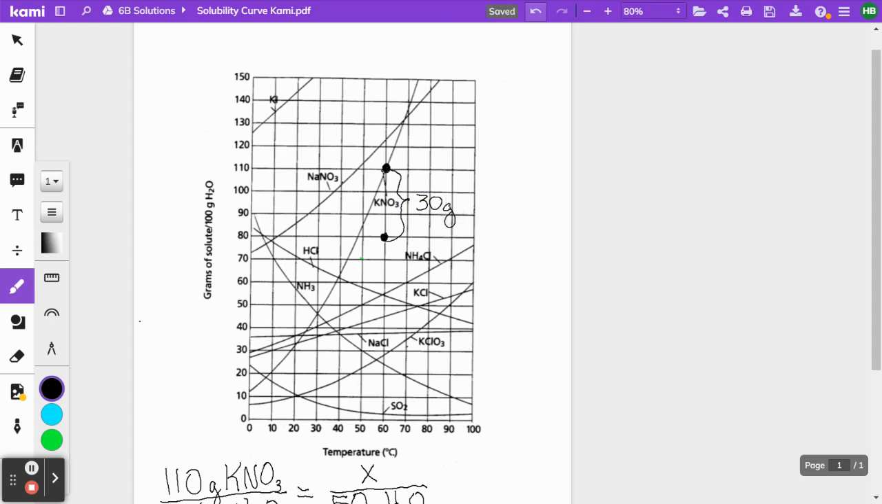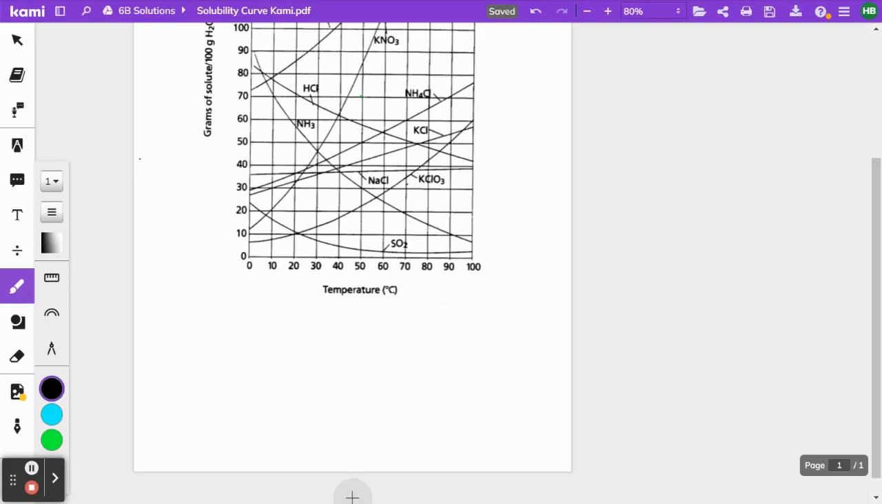They might ask you, if I tried to dissolve 140 grams of KNO3 at 60 degrees in 100 grams of water, how much would precipitate out? We're not talking about a supersaturated solution here because they don't mention a temperature change. So you would say 30 extra grams would precipitate out. Remember, a precipitate is a solid that settles to the bottom of a solution. So these are things that we can calculate or infer from a graph.